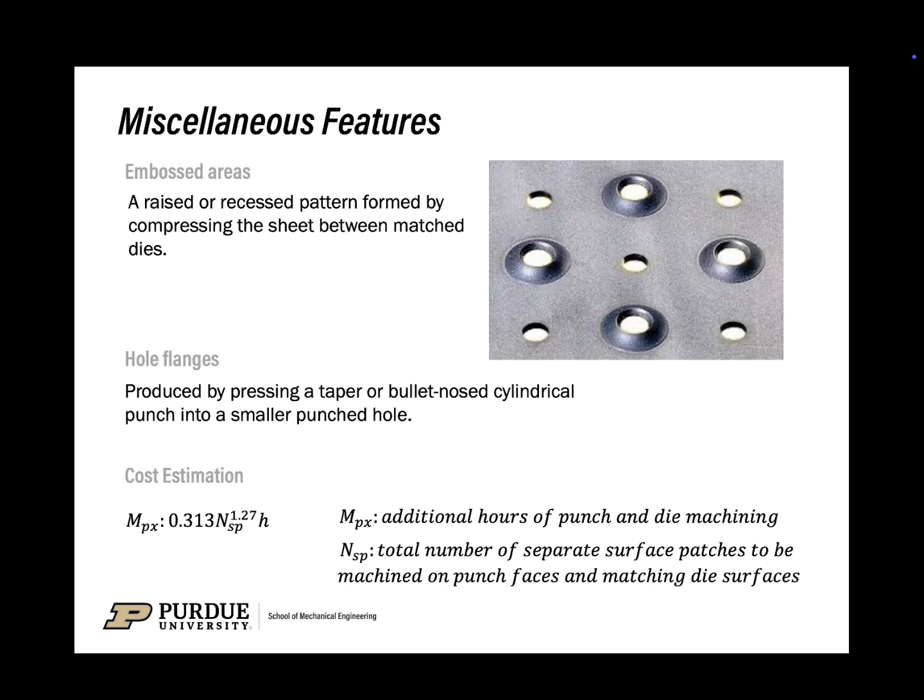As for the cost estimation for miscellaneous features, we need to know MPX. MPX is the additional hours of punch and die machining. In this equation, the only parameter that we need to know is NSP. NSP is the total number of separate surface patches to be machined on punch faces and matching die surfaces.